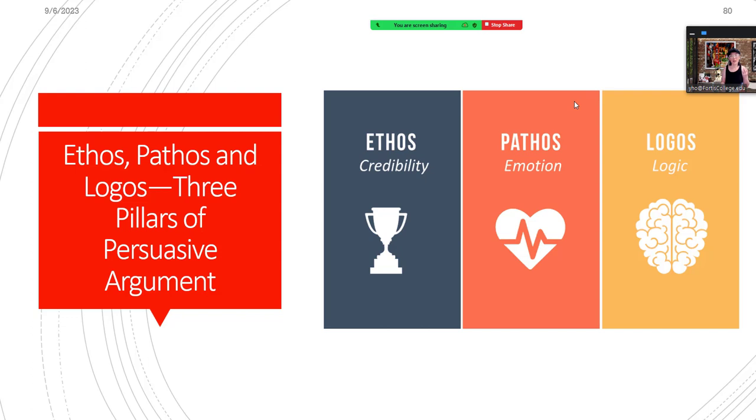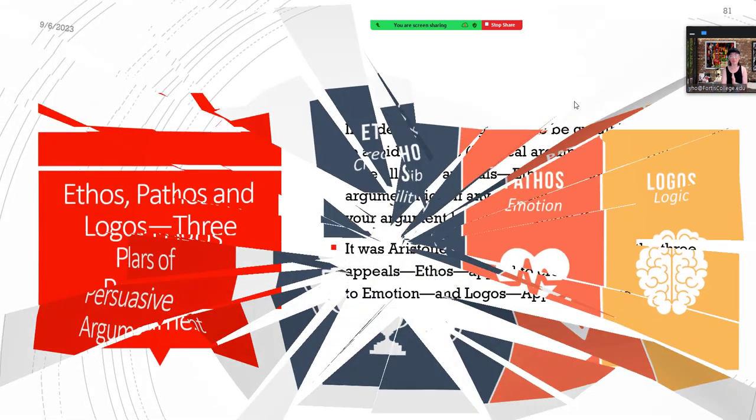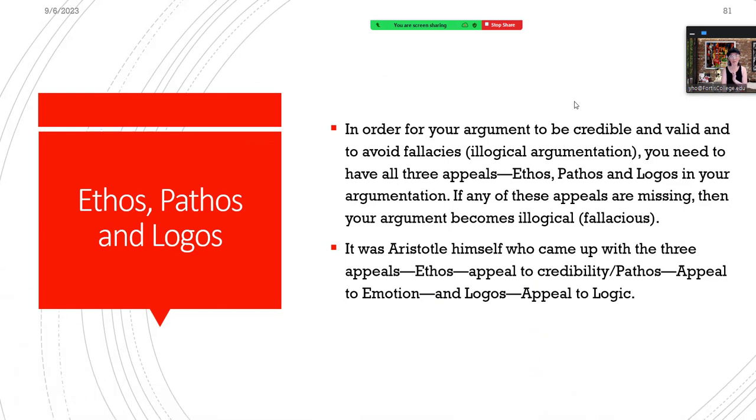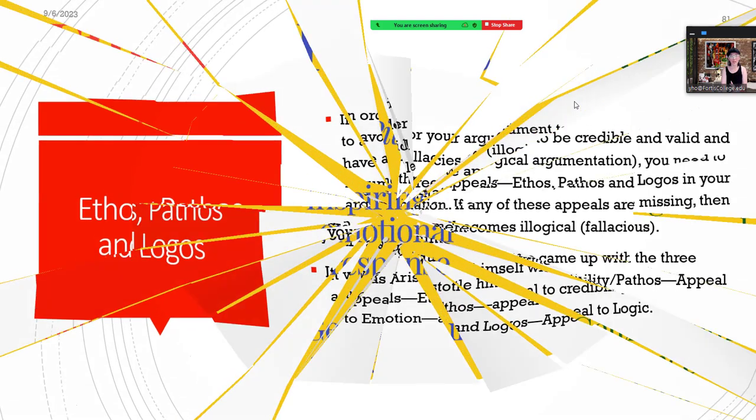So if we can get our audience to trust us, ethos, get our audience to feel for our topic, pathos, get our audience to think, logos, if you have all three of them, these three are all the pillars of persuasive argument. And you have to have all three of them in your paper to have a good argument. Otherwise, if you're missing one, then you end up with a fallacy.